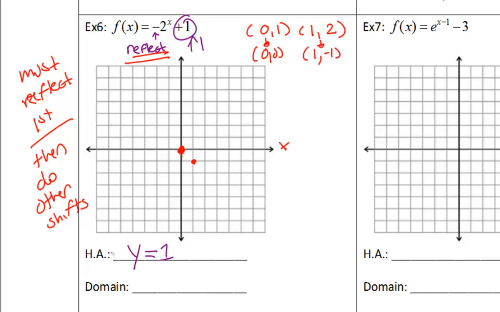Well, what was my horizontal asymptote? My horizontal asymptote was y equals 1, because that went with my vertical shift. So then I just need to connect the points and draw my graph.